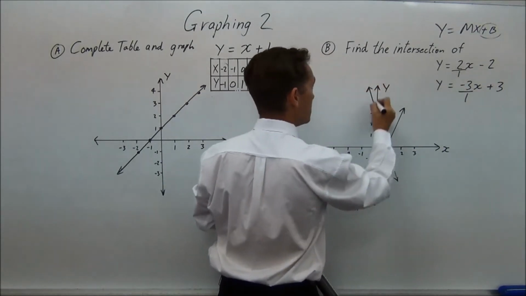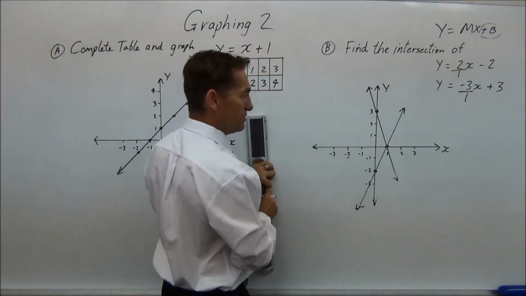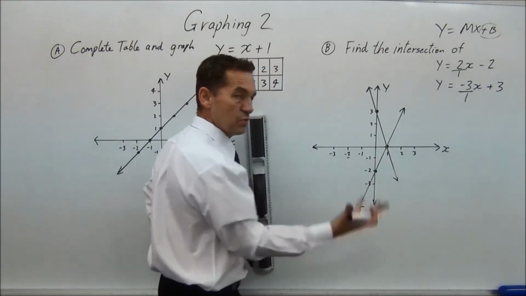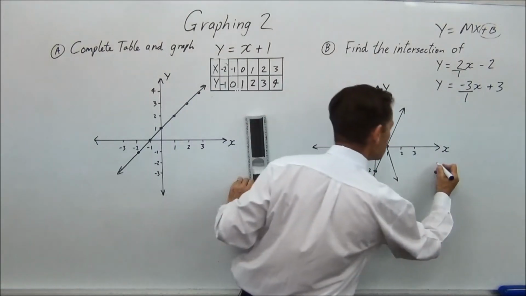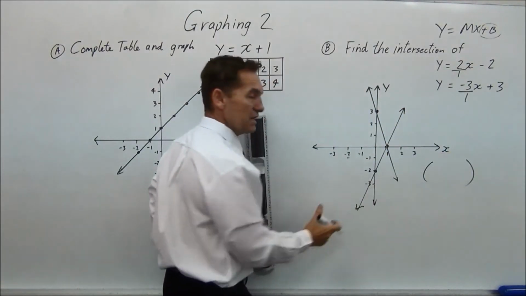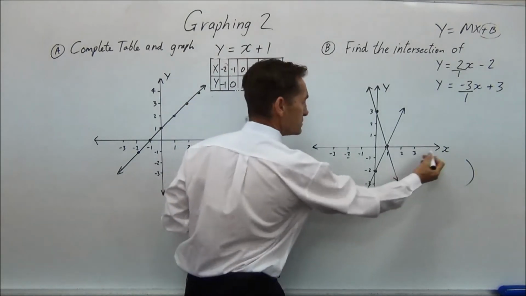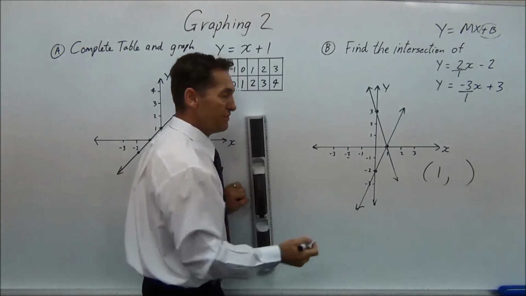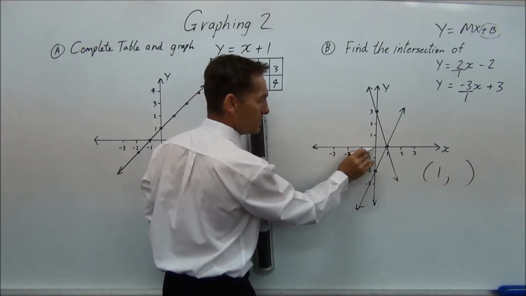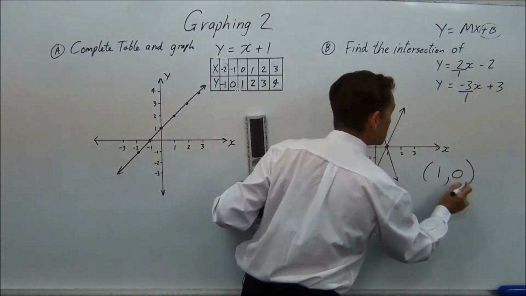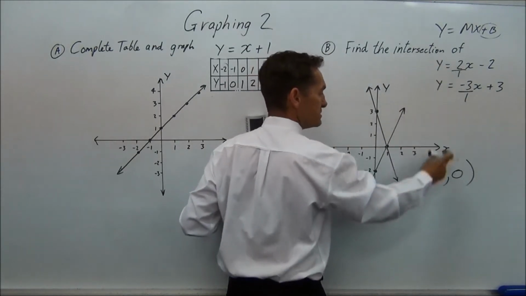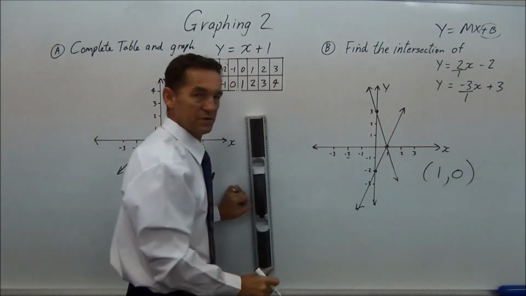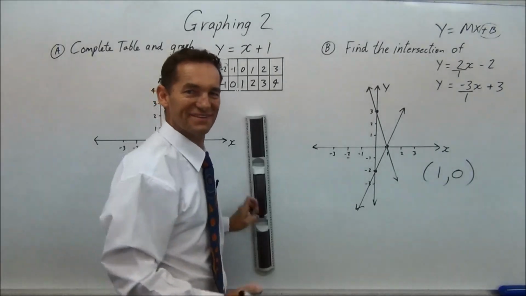So you graph it, and you say, where's the intersection? Well, in this case, it's right there. So what is that point? Well, say your x value first. What's my x value? My x value is 1. And what's my y value here? Well, it's 0. So the intersection of those two lines is at that point, and you've graphed it quite neatly. And you're done.